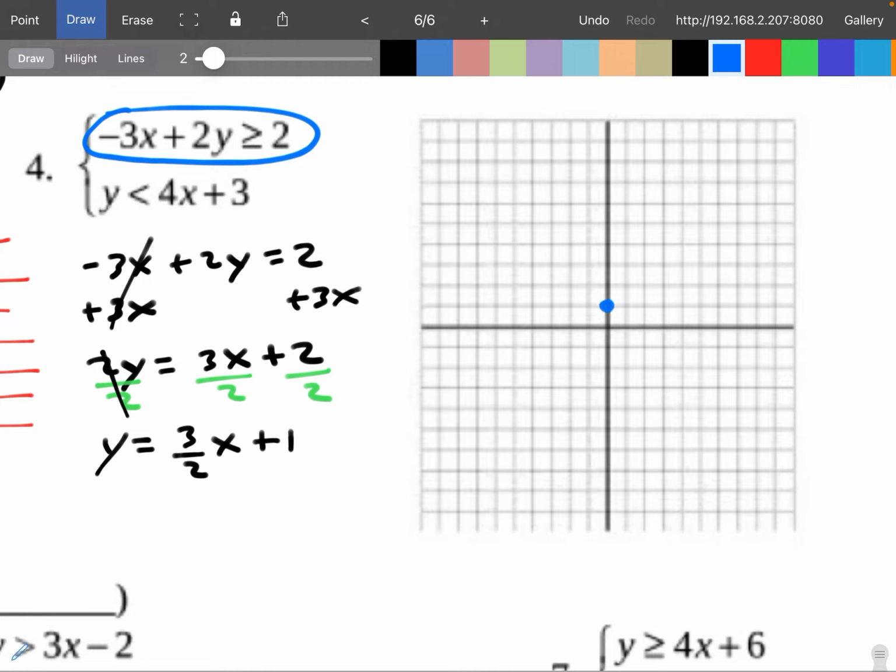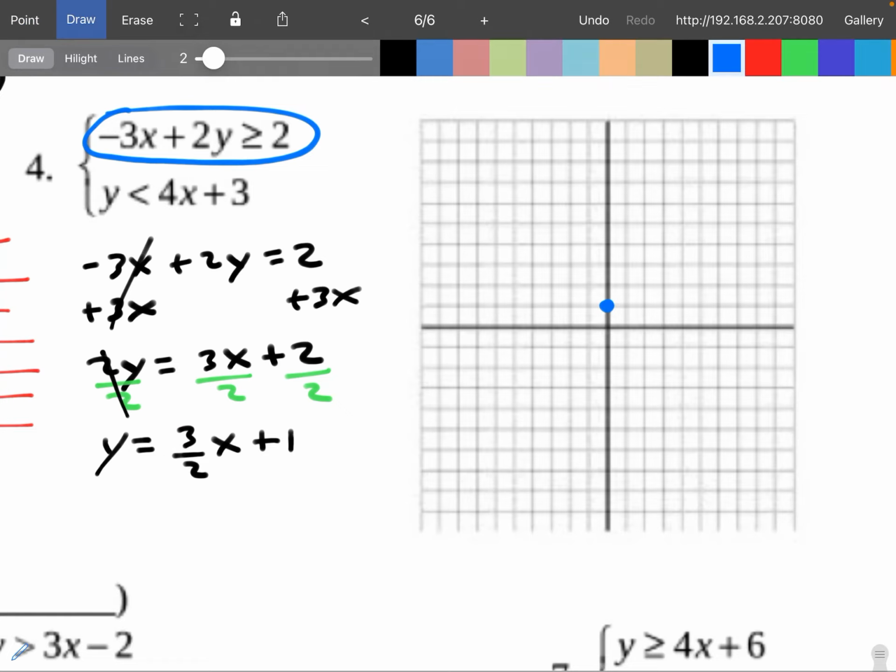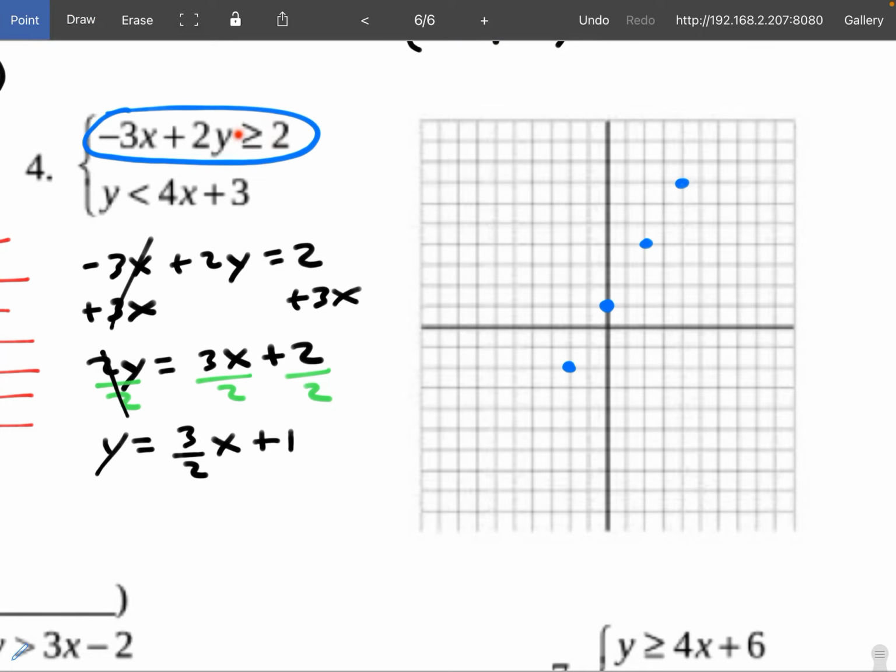So where do I start my graph at? Here, let's do this one in blue again. This one is going to be the blue one. So where's my y-intercept? That's 1. So my y-intercept is positive 1. So that is going to be right here.